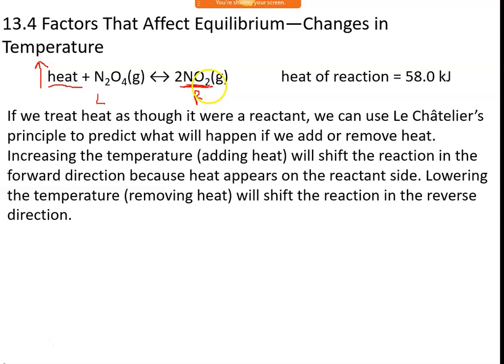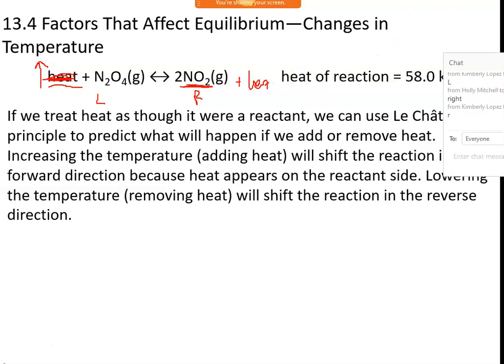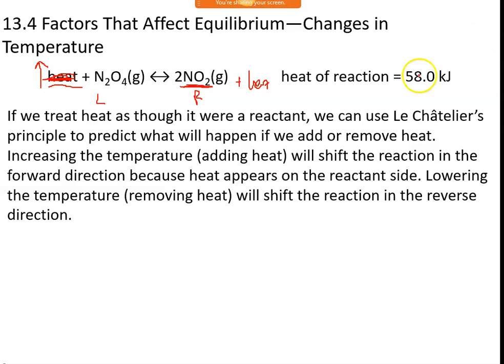And if it was an exothermic reaction, if I had heat on this side, let's say, and I cooled the reaction down, which way would it favor? I think Kim said the right. Yes, exactly. So if I were to cool this down, that means my heat is going down. So the reaction has to replace that loss of heat. So we have to shift that way.